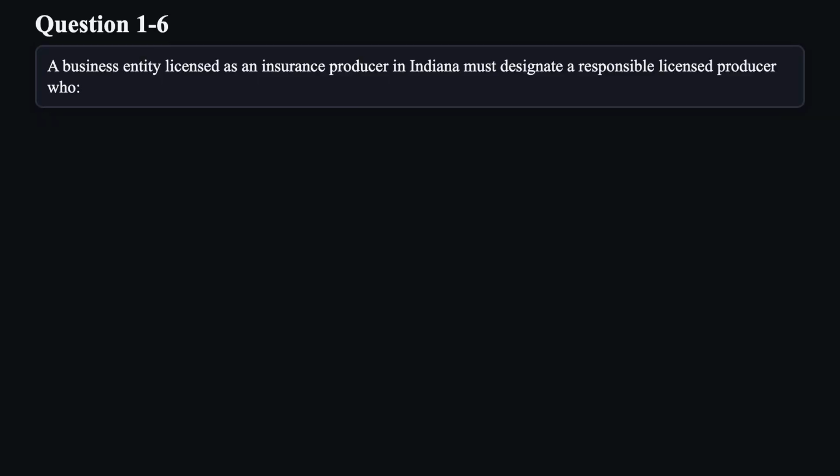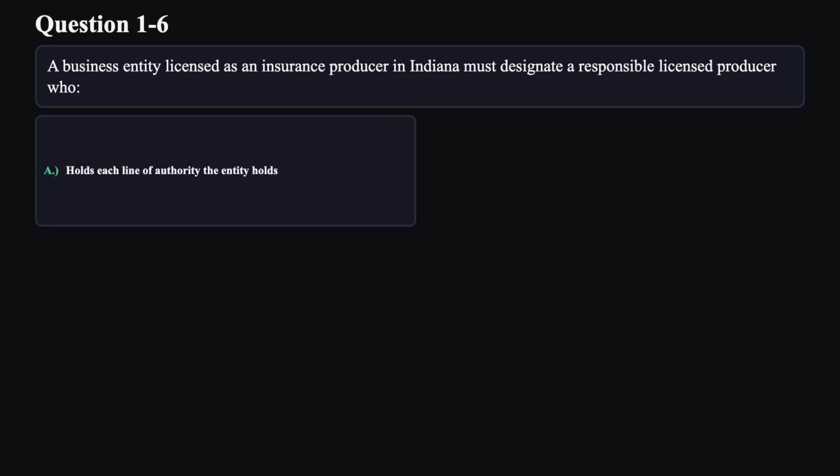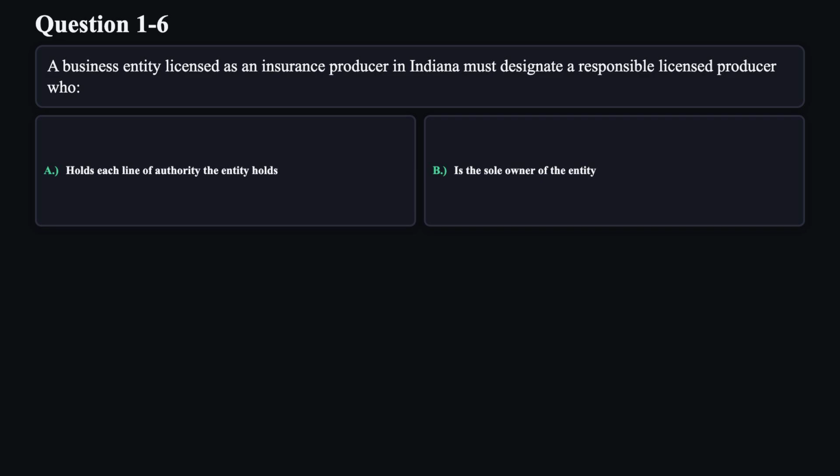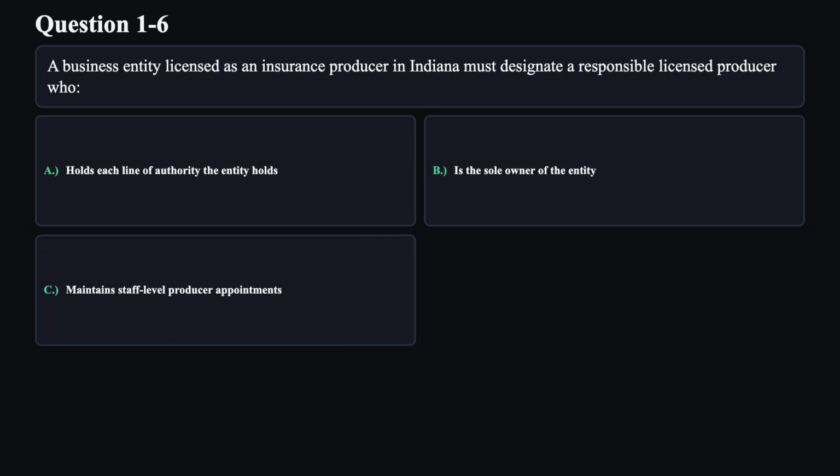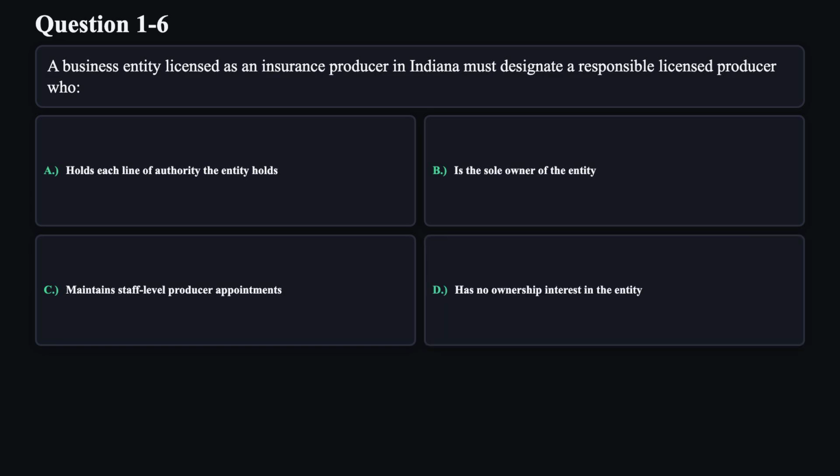Question 6. A business entity licensed as an insurance producer in Indiana must designate a responsible licensed producer who A. Holds each line of authority the entity holds. B. Is the sole owner of the entity. C. Maintains staff-level producer appointments. D. Has no ownership interest in the entity.